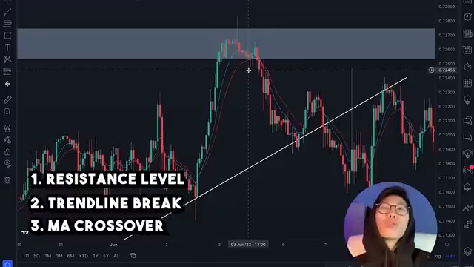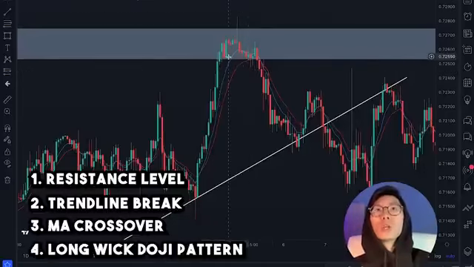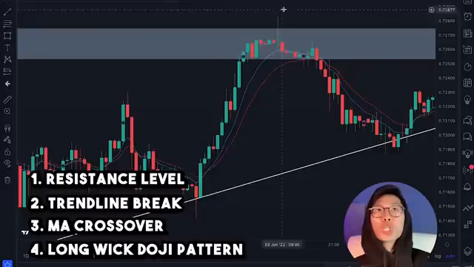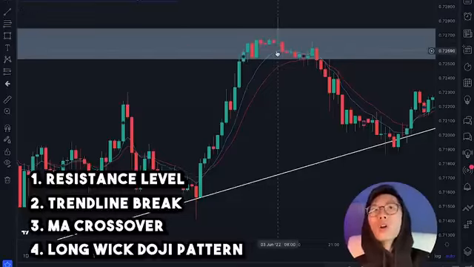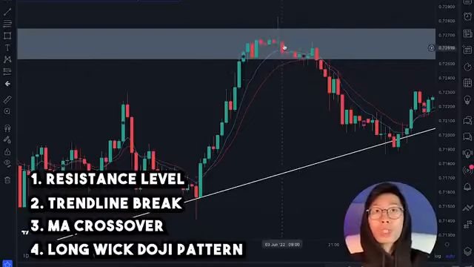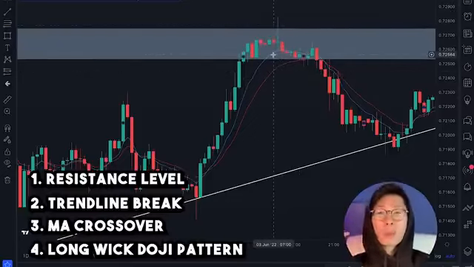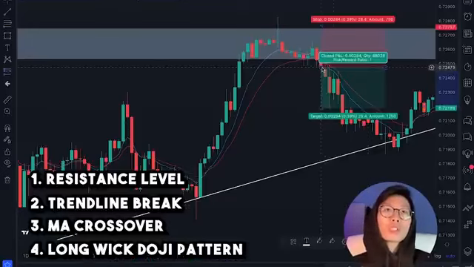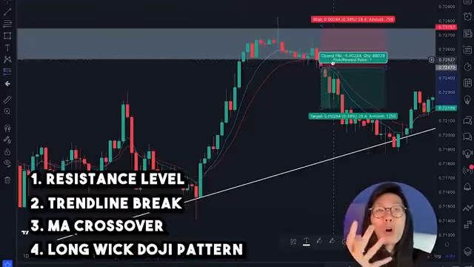Alright, so the fourth confluence could be this long wick doji right here. You can see this super long wick doji being formed right here. This shows us that there is a lot of uncertainty in the market, and the market is indecisive, and the market might be about to reverse because the buying pressure is all gone. Now it's the sellers' market, so we can enter our sell position somewhere around here when the moving average crosses over, and we have our four confluences.